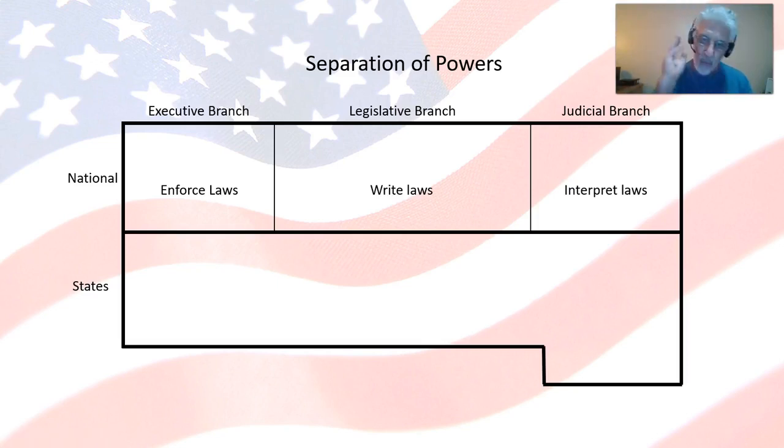The legislative branch writes the laws. The executive branch enforces the laws. The judicial branch interprets the laws. So that rather than that being vested in one person, right, which would create a tyranny, they divided it up to different branches.